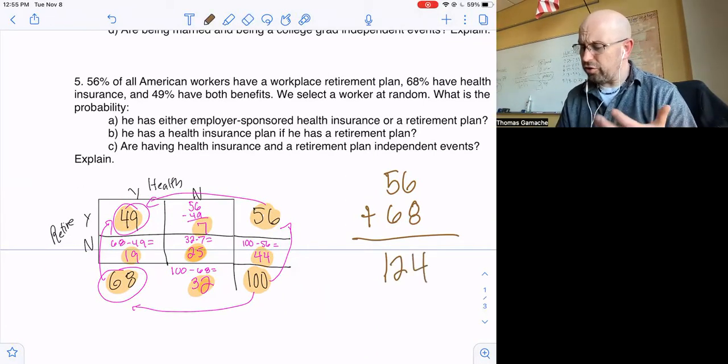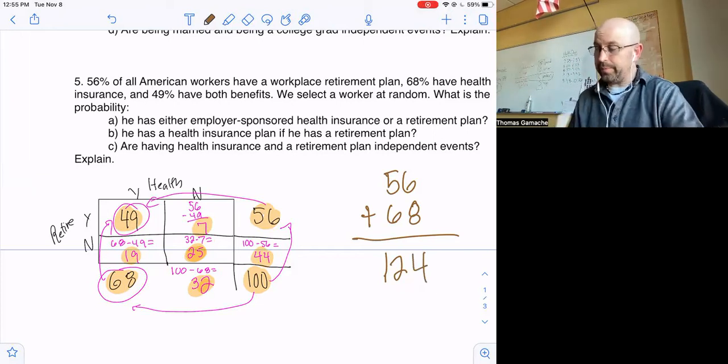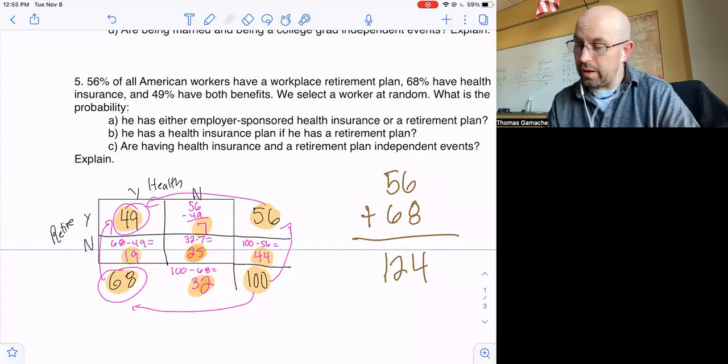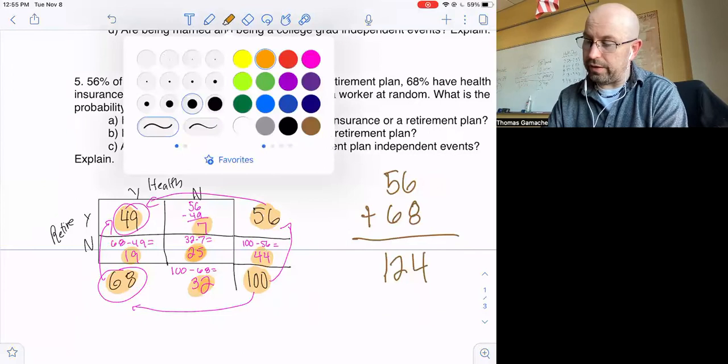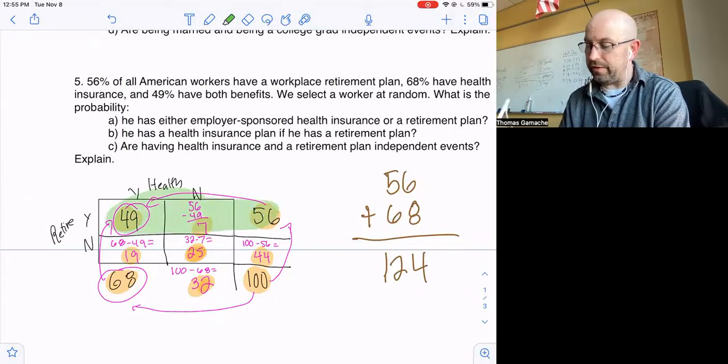So now you're looking at 124. What's going on here? Here's the problem. And this happens. This is why it's good to know what you're doing. I'm going to use a different highlighter here. When I did that 56, I did all these people to get my 56. When I did my 68, I did all these people. Wait a second. You probably noticed I used something twice.